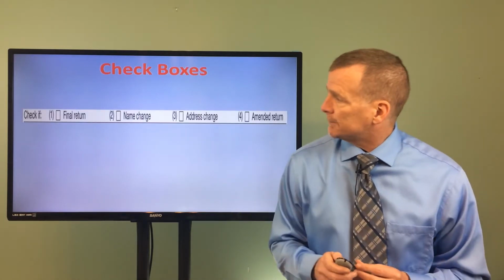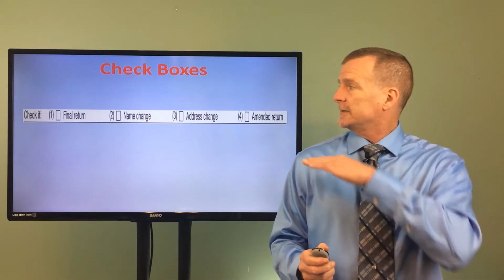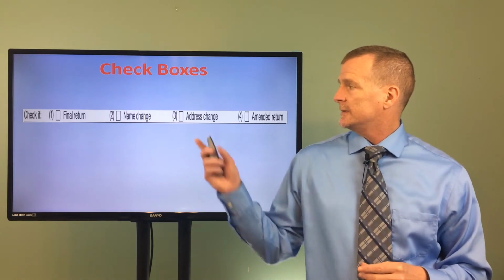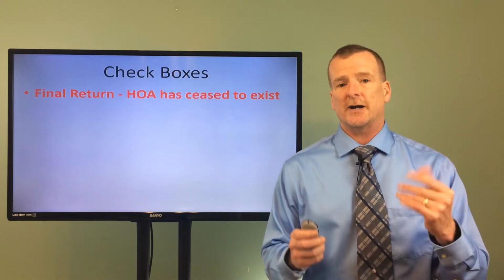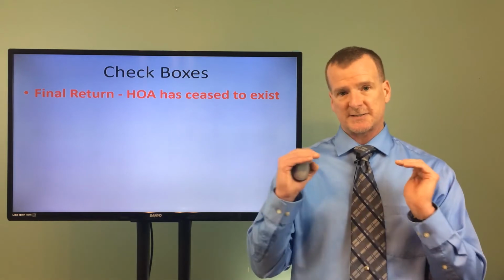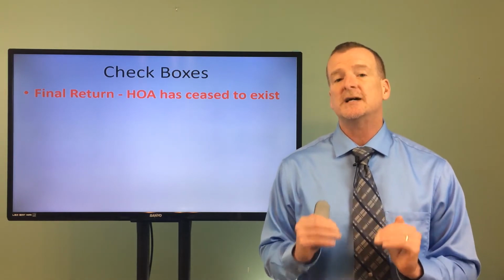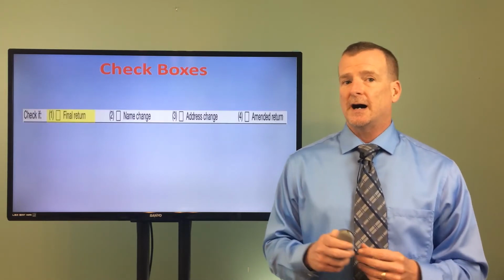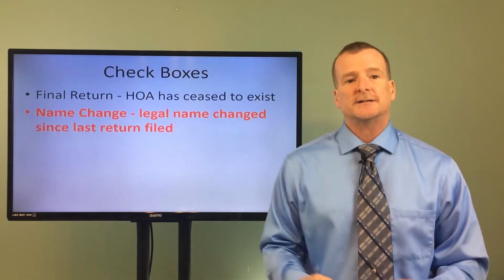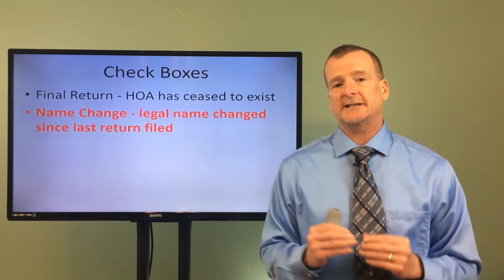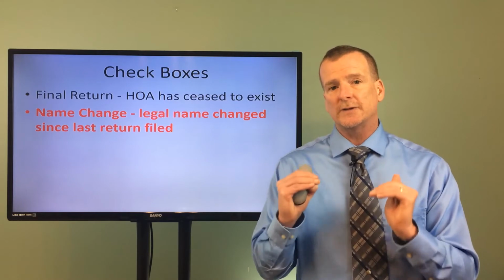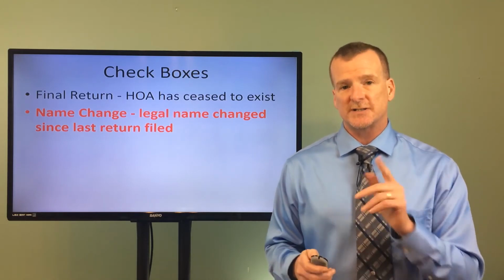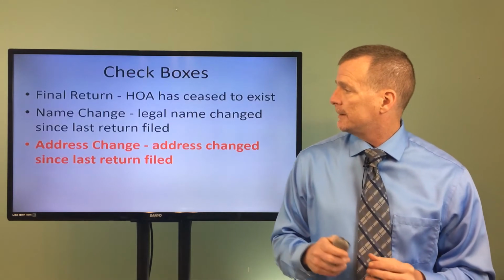Okay, check boxes. As you can see here beneath the organizational information, then you have your check boxes here. As you see, final return, and this basically means your HOA has ceased to exist. If you check that box, this will be its final return. Name change, and then you want to check that box if the legal name of your entity or HOA has changed since the last tax return you filed.